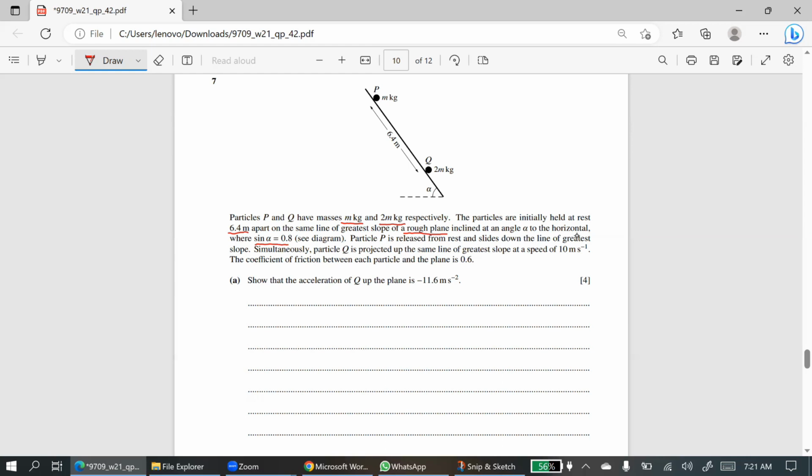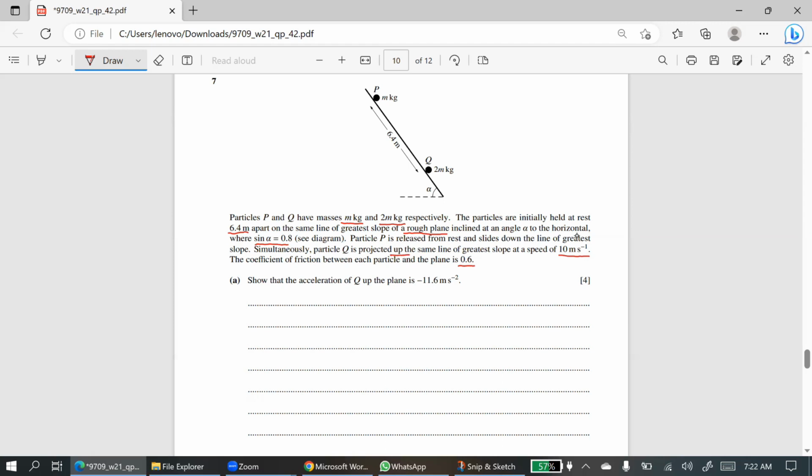Particle P is released from rest and slides down the inclined plane, greatest slope. Simultaneously, particle Q is projected up the same line of greatest slope at a speed of 10. The coefficient of friction between the plane and the particles is 0.6. Show that the acceleration of Q up the plane is minus 11.6.